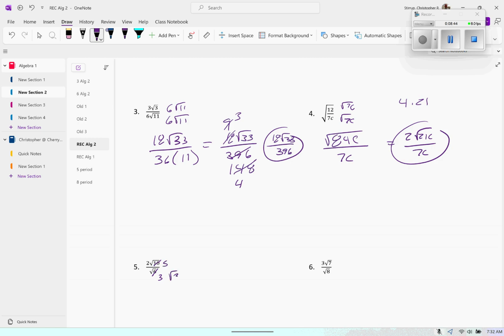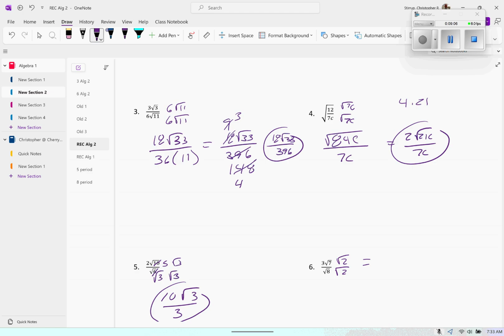So I'll multiply top and bottom by root 3. So I'm going to get 2 times 5, which is 10 root 3 over 3, because root 3 times root 3 is root 9. Root 9 is 3. This one I can't really reduce, but I know that 16 is a perfect square.